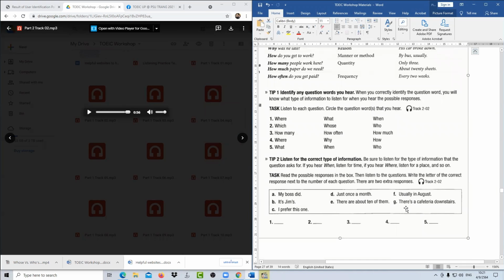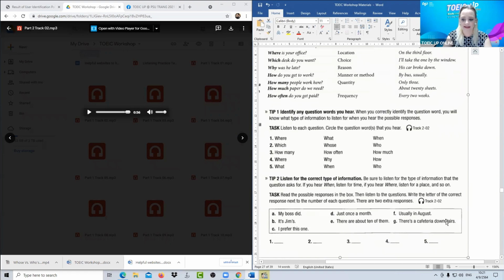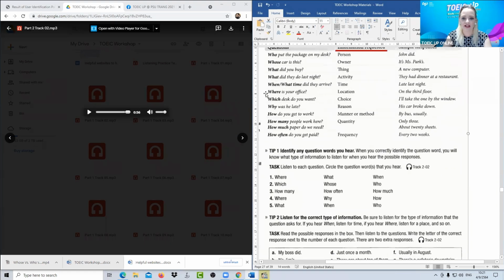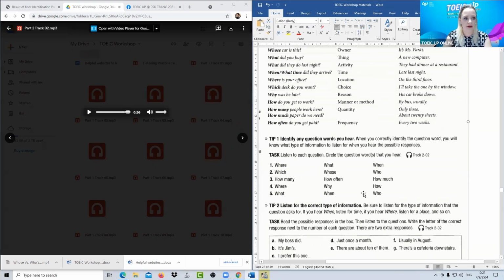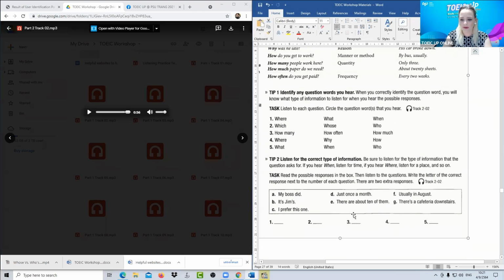Where? Excellent. Where? They've given us a location, downstairs. So downstairs is a location, so we are listening for where. Okay, let me play the track for you, and then I want you to number the one with the correct letter. Here we go.